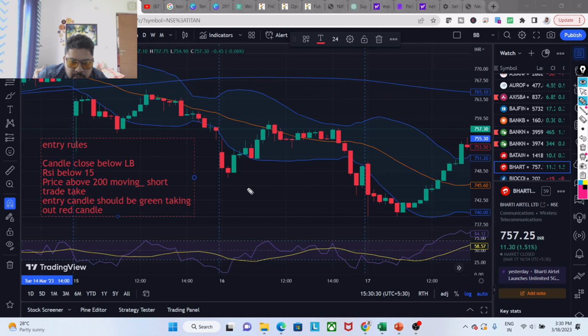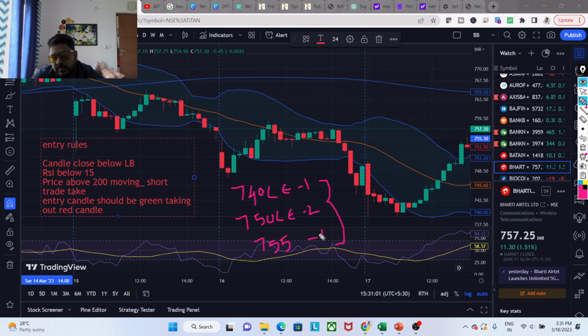In option buying, what you can do is, for example, you can buy the 740 call, and 10 points away you can sell two quantity of the 750 call, and then the 755 you can buy one. So like this you can make a butterfly kind of a strategy. The strategy will look something like this.